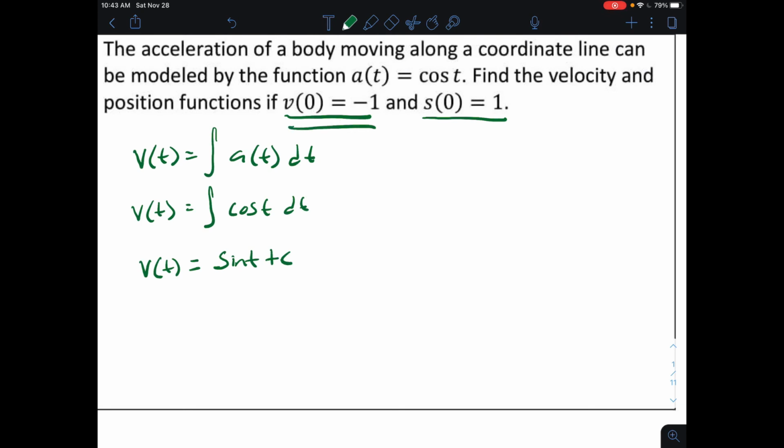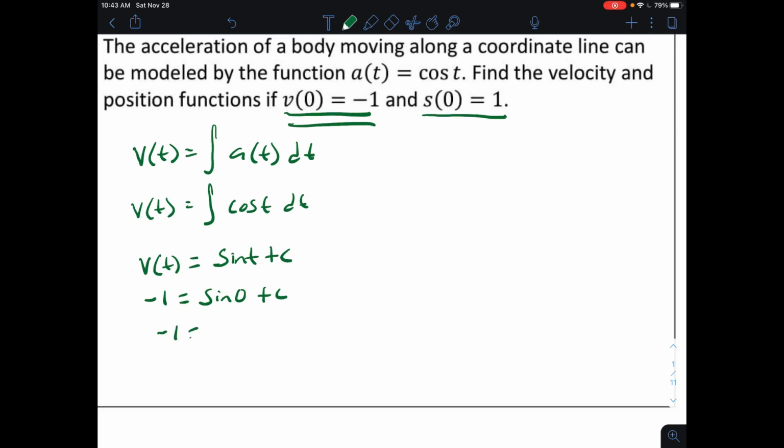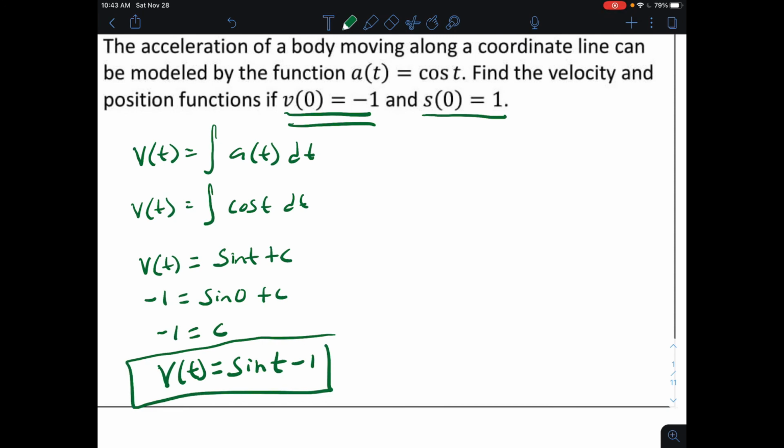Now we use the initial condition that my initial velocity has to be -1, so I'll put -1 in for v of t, put in 0 for t, and solve for c. Well, sine of 0 is 0, so c is equal to -1. So our velocity expression for this body that's moving would be v of t is equal to sine of t minus 1. So there's the expression for velocity.